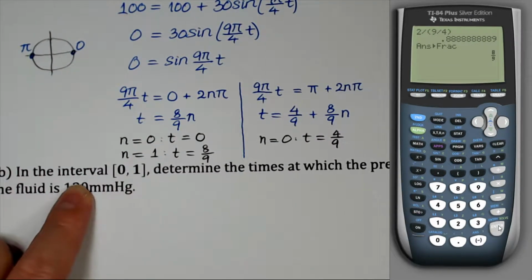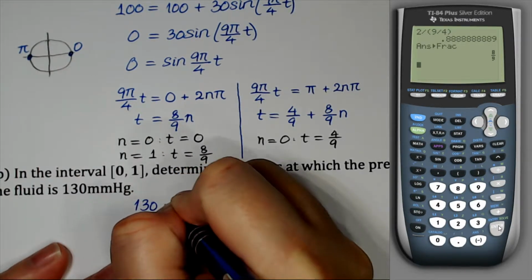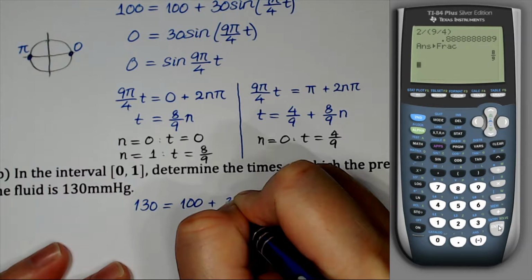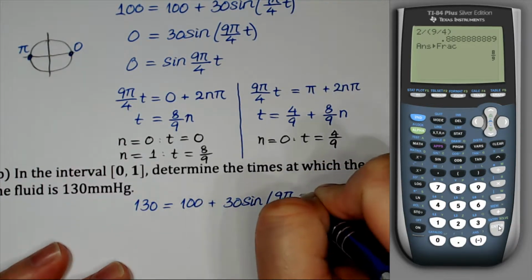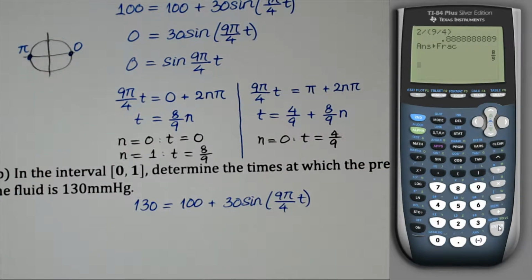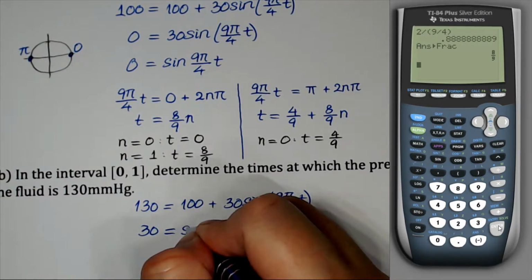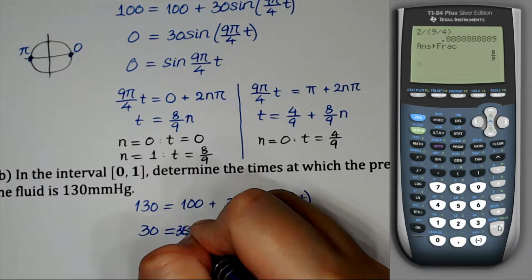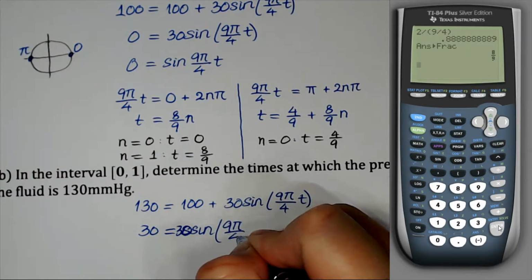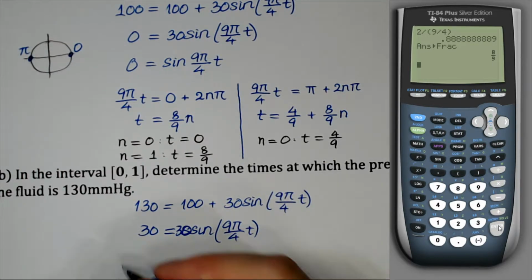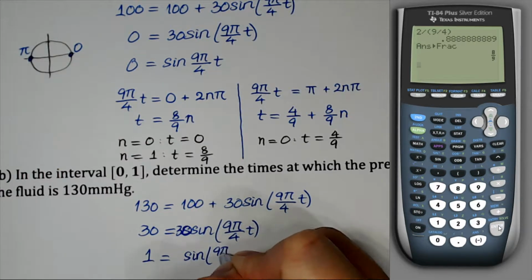Next, we're going to have 130, and we're going to put that in for P of t. So we have 130 equal to 100 plus 30 sine of 9 pi over 4 t. Minus 100 on both sides. We have 30 equal to, I forgot the 30, 30 sine of 9 pi over 4 t. Cancel 30 on both sides. 1 equal to sine of 9 pi over 4 t.